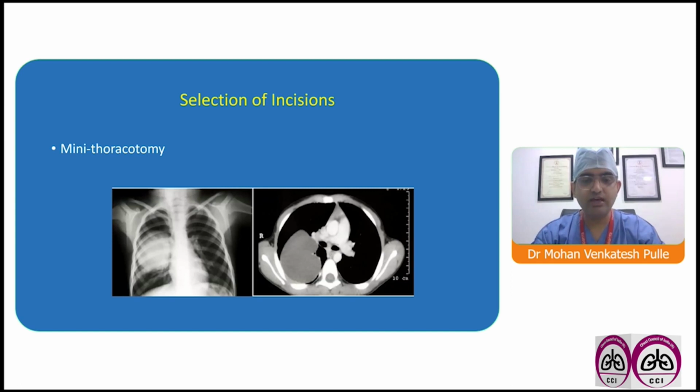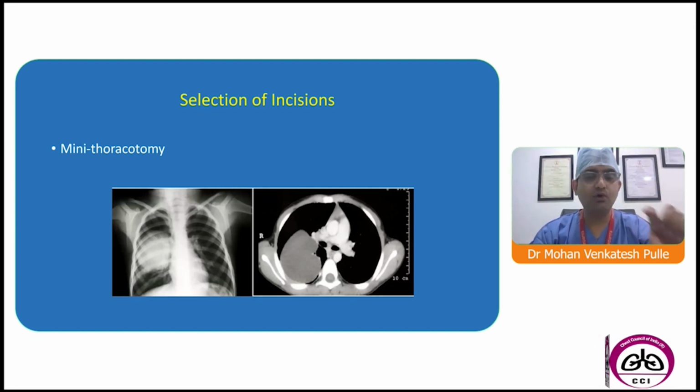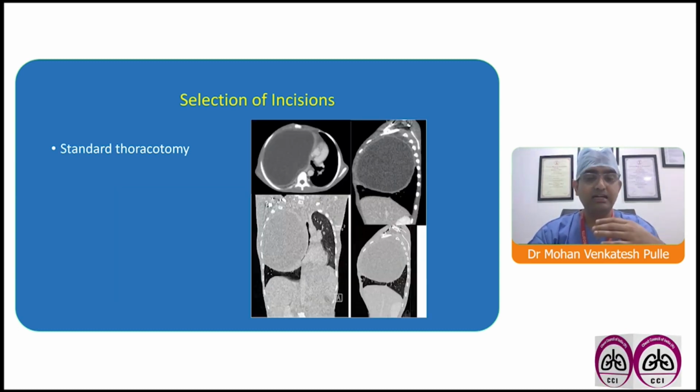Let's see this case where there is a right side very large hydatid cyst. We can give a small incision over the cyst, and we can empty the contents, and we can treat this disease surgically. So in such cases, we can get away with mini thoracotomy, or now we can go ahead with the video assisted thoracoscopic surgery. And let's see the second case.